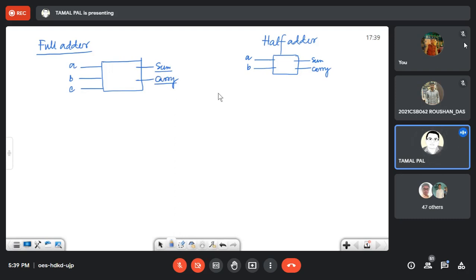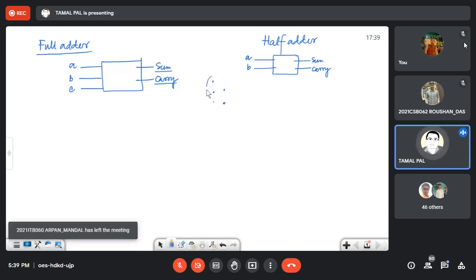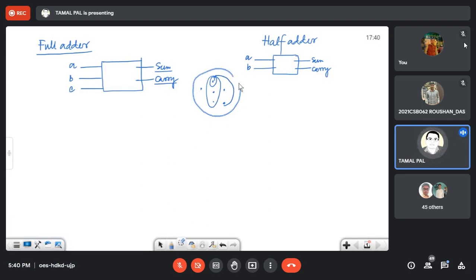Because in decimal addition also we add 2 digits and then we have a carry, and then we add 2 digits and we have to add its carry also. That is coming from this side. So in this way we do addition. The same thing we do for binary operations, but in full adder we have to do this.